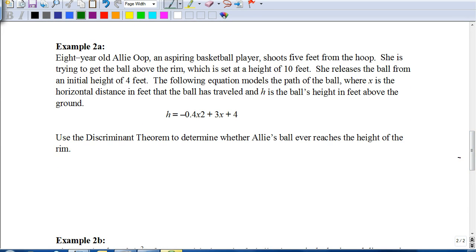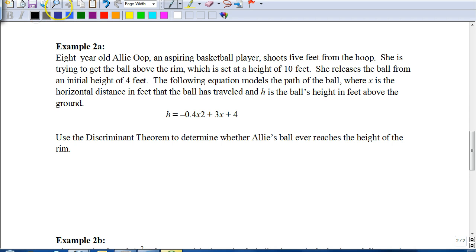Let's look at this example here. It says, 8-year-old Allie Oop, an aspiring basketball player, shoots 5 feet from the hoop. She's trying to get the ball above the rim, which is set to a height of 10 feet. She releases the ball from an initial height of 4 feet. The following equation models the path of the ball, where x is the horizontal distance in feet the ball has traveled, and h is the ball's height in feet above the ground.